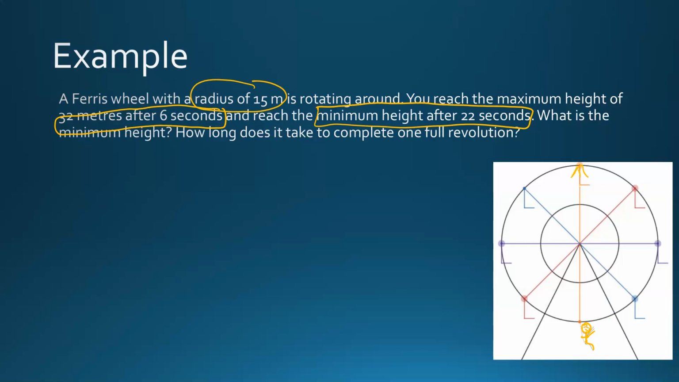So we're told that the radius of this Ferris wheel is 50 meters. So that means that the distance from the center right here to any point on this Ferris wheel is going to be 50 meters. So I'm going to use that to help me find out what the maximum height is.